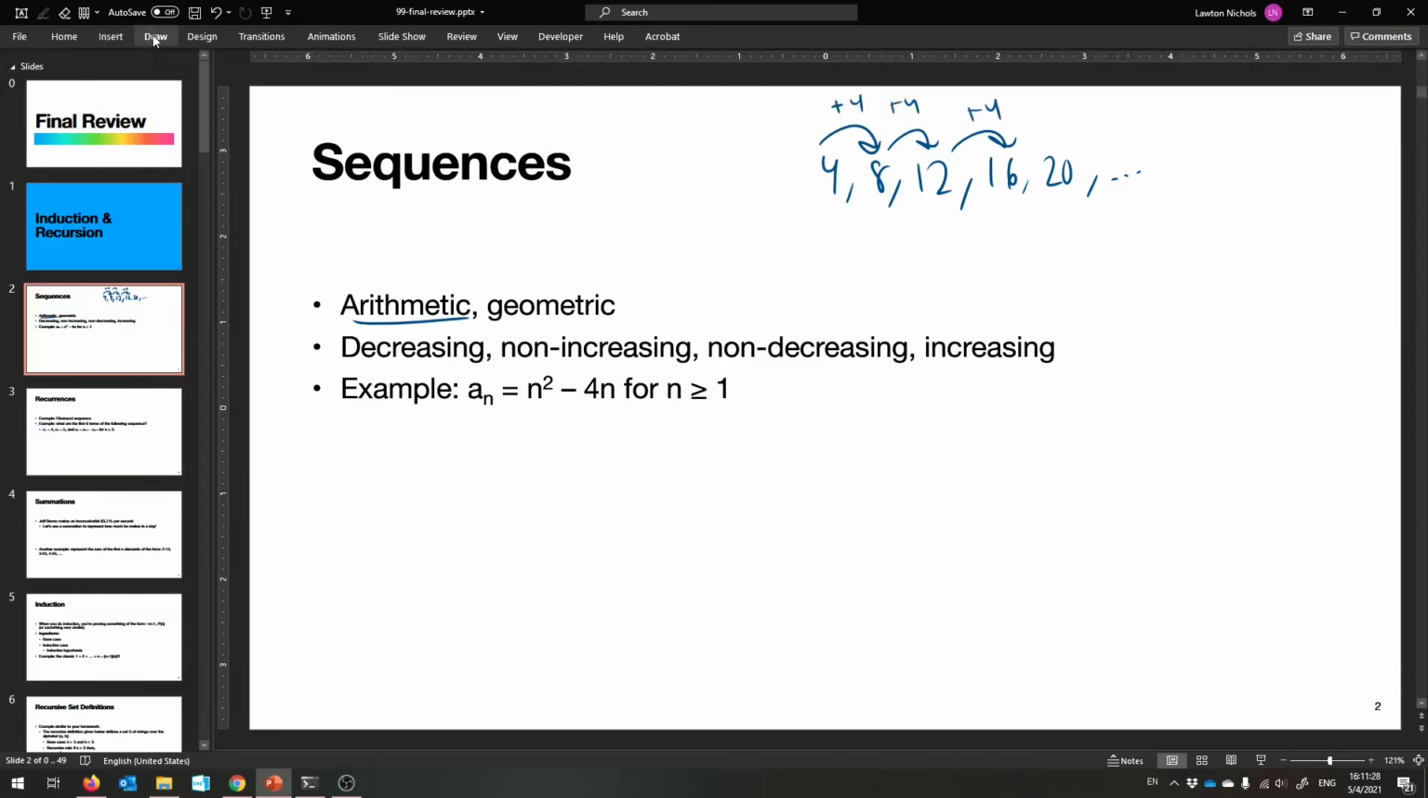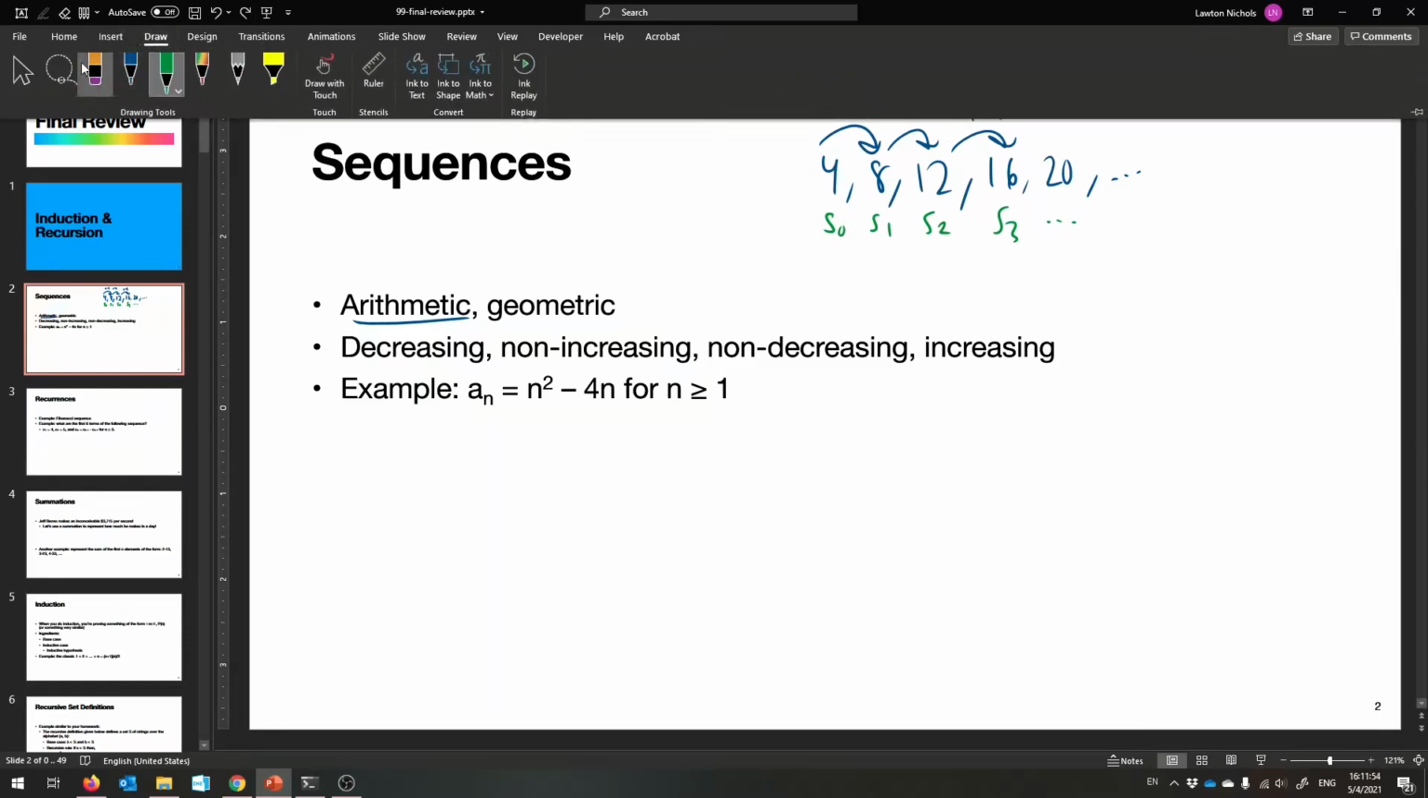If this is your sequence, maybe you could give it a name. It's called S, and so this would be S sub 0, S sub 1, and you can talk about the elements of the sequence that way, S sub 2, S sub 3, dot, dot, dot. Each sequence has an index and a corresponding element of the sequence, and you can start the sequence at whatever number you want. Usually it's 0 or 1. So that's arithmetic sequences.